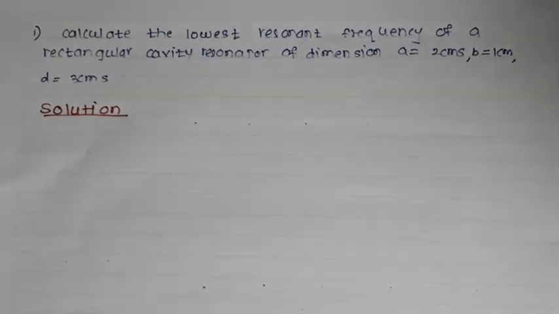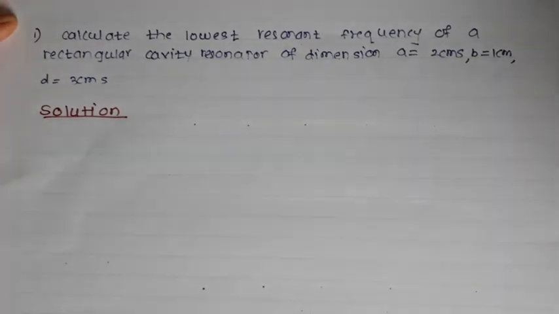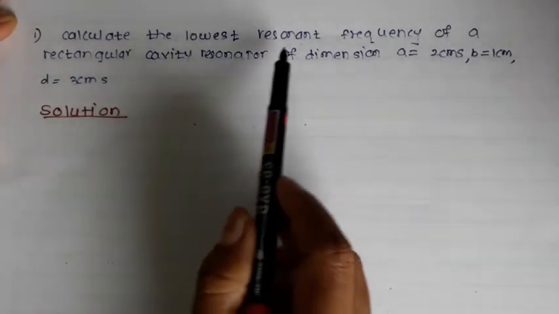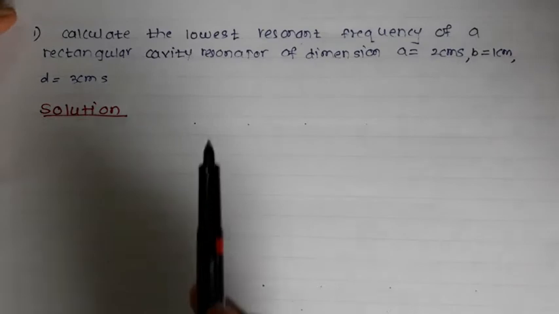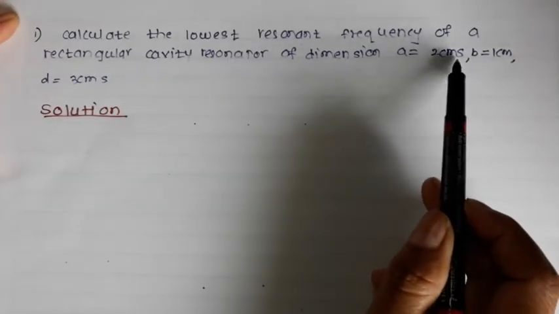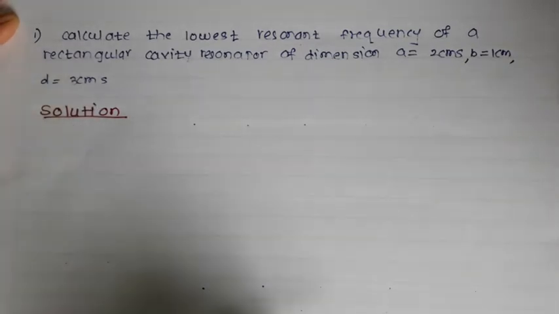Hello all, in today's session we are going to solve the problems based on cavity resonators, the rectangular cavity resonator as well as the circular cavity resonator. So let us start with the first problem. The first problem says: calculate the lowest resonant frequency of a rectangular cavity resonator of dimensions A equal to 2 cm, B equal to 1 cm and D equal to 3 centimeters.